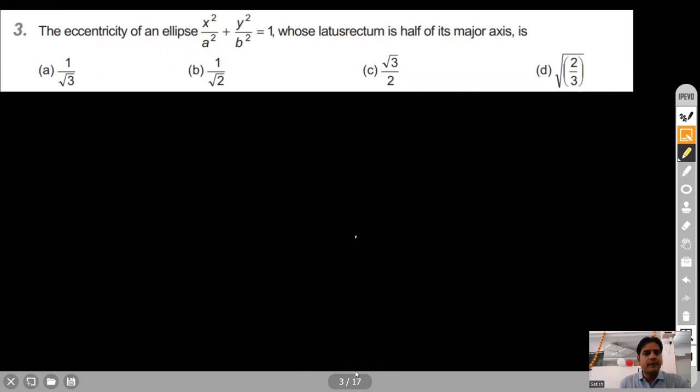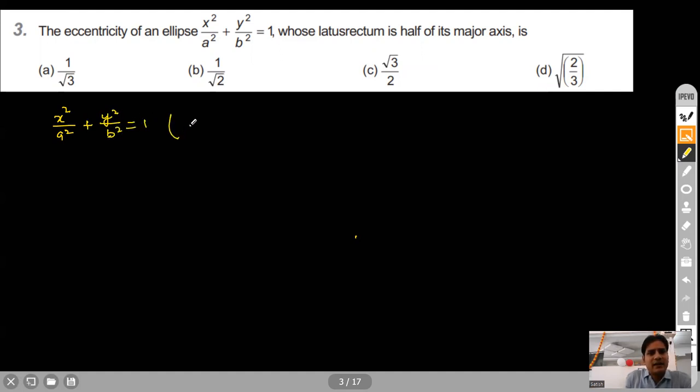Question number 3. It is saying the eccentricity of an ellipse x square upon a square plus y square upon b square equal to 1, whose latus rectum is half of its major axis. So let me write the ellipse, that is x square upon a square plus y square upon b square is equal to 1.